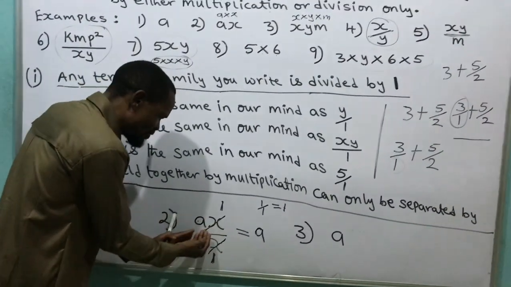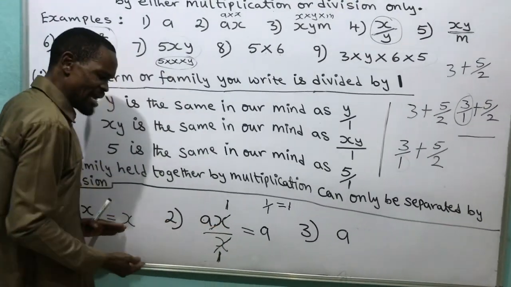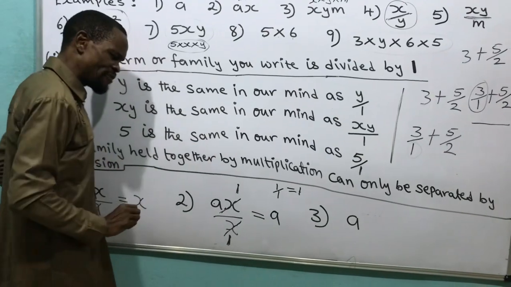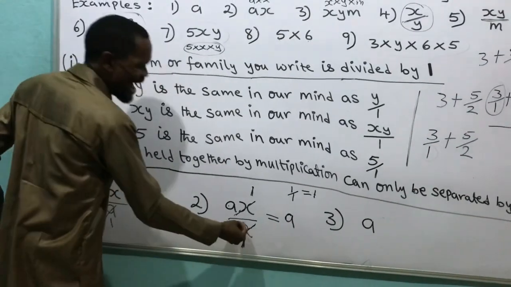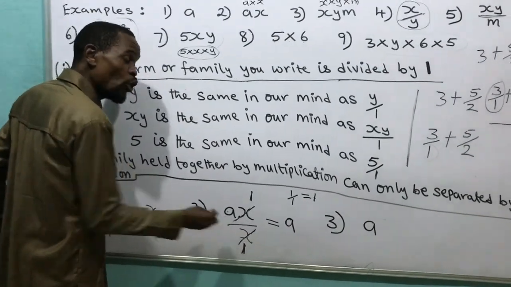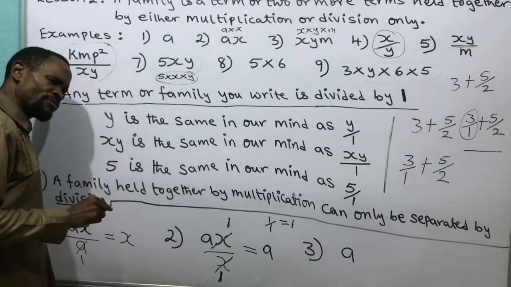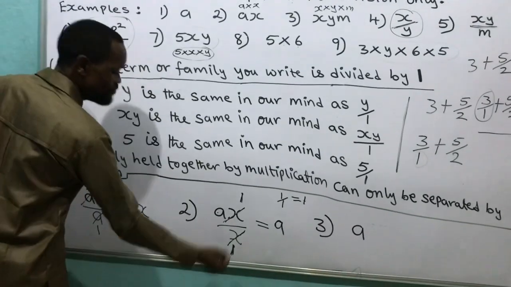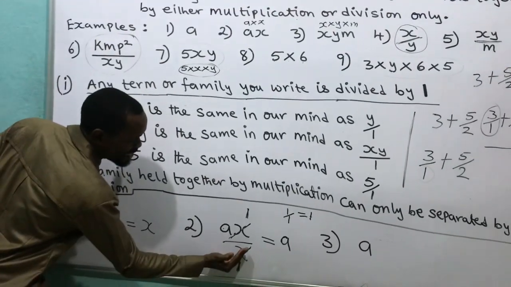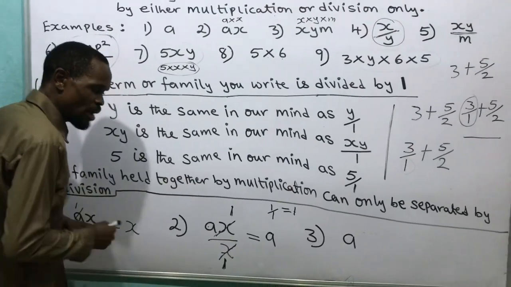And I come to this family. I have AX family. I want to remove X from that family. What will I do? I will divide it by X. Have you seen the only way we can separate a family out? Each family by multiplication is by dividing it. I will divide it by that person I want to remove. Then I will have what?